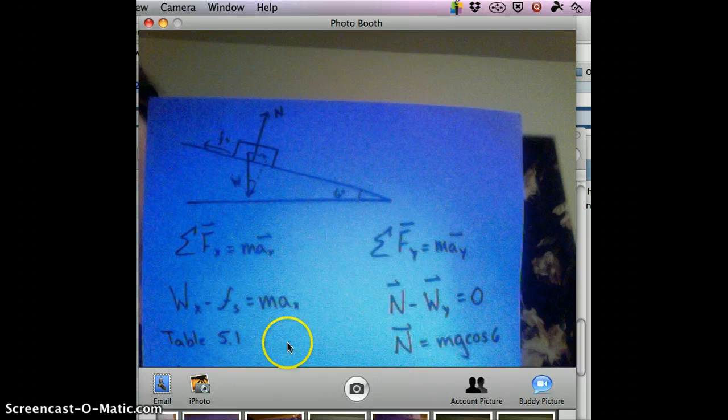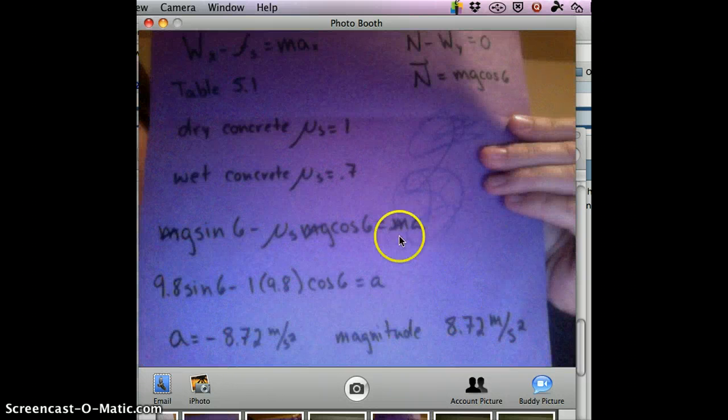Now what's a little tricky is really you need to go back into your chapter to find the coefficient of friction that they give you in a table, 5.1. So they have dry concrete is mu sub s equals 1 and wet concrete is mu sub s equals 0.7. So taking this previous equation, instead of w_x, I'm going to write mg sine 6 minus f sub s, which is equal to mu s times the normal force, and the normal force up here is mg cosine 6. So I make two substitutions right there, equals m a. This is why the mass doesn't matter, it cancels out.